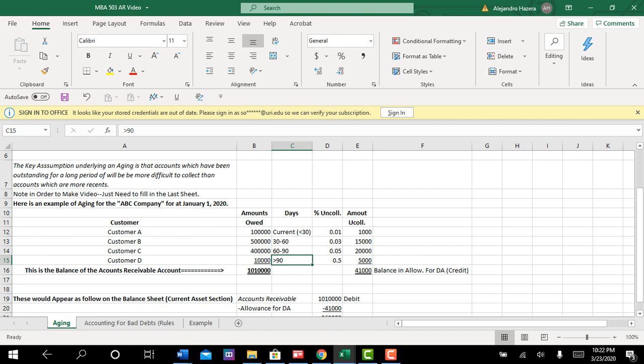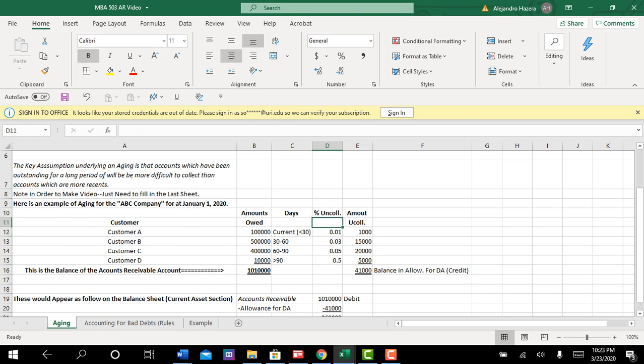Now, here's the point that the book makes, the e-lectures make, and I'm going to make: there is a positive relationship between the amount of time that an account is overdue, this column right here, as this gets larger, and the percent uncollectible. Our estimate: there's a positive relationship between the amount of time that a customer's account is overdue and our percentage estimate of the amount that will not be collected.